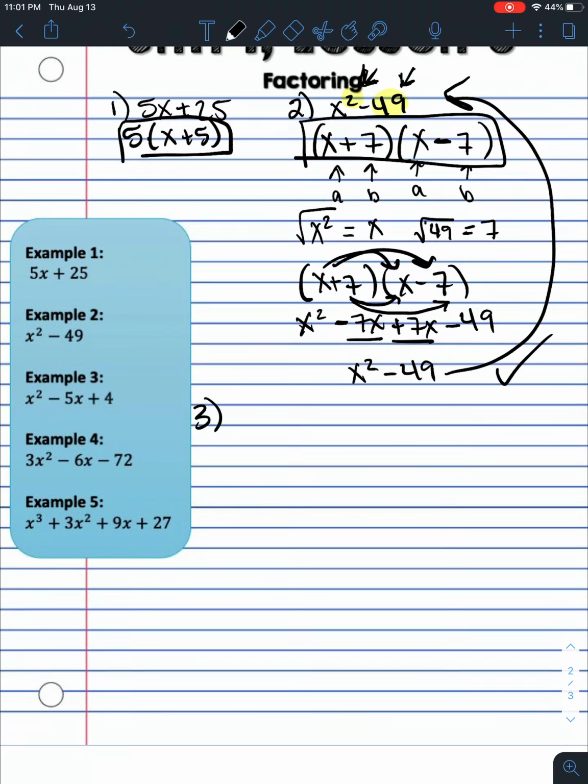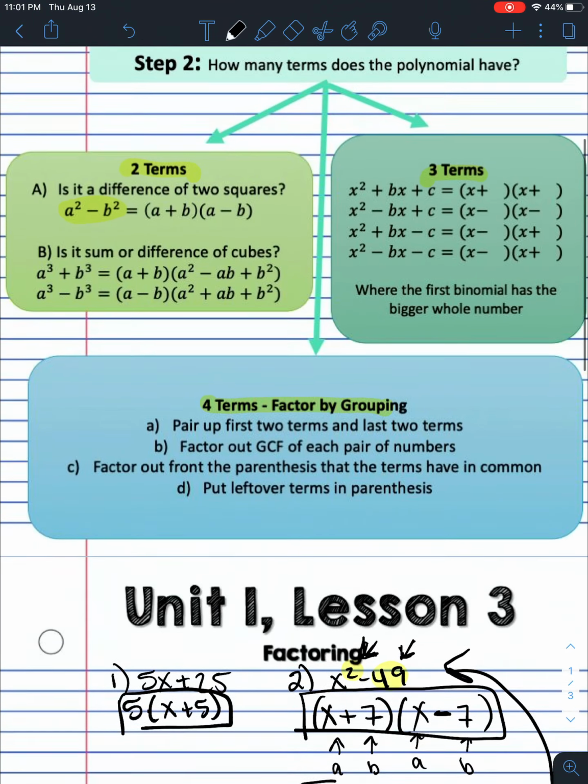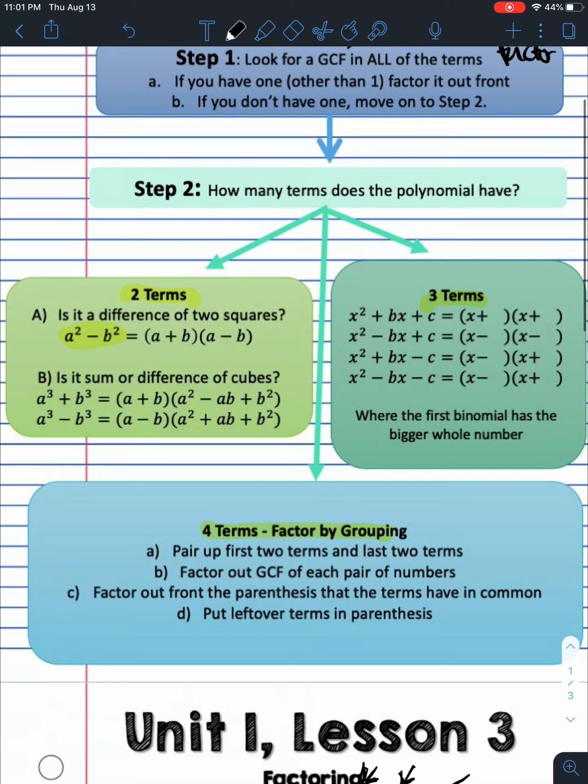All right, so now let's look at number 3. Number 3 is x squared minus 5x plus 4. Looking through that, I don't see a greatest common factor. There's nothing in each piece that I can take out. So I'm going to look up here.